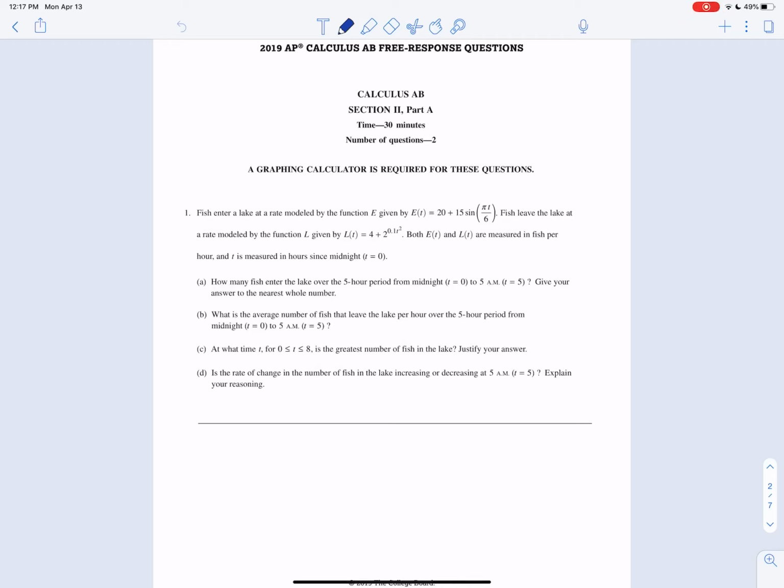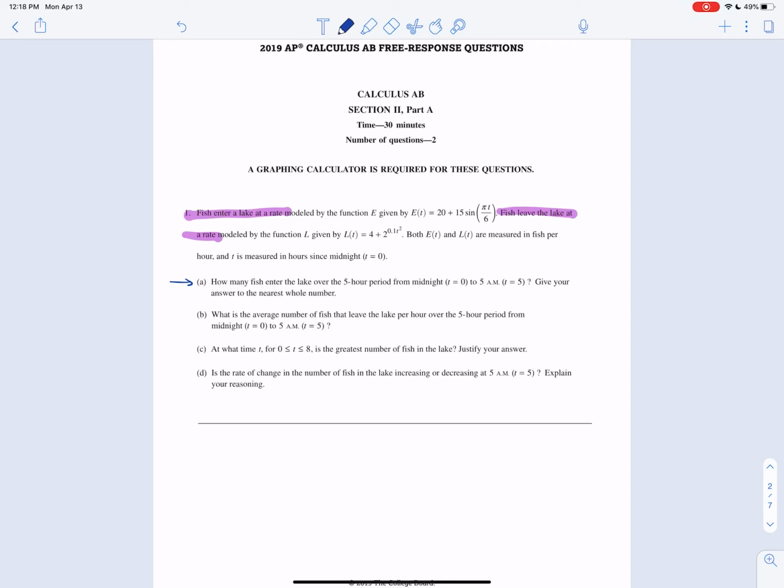Here's 2019 question 1. By the looks of it, it looks like an accumulation problem here, okay? So I noticed that there's a rate at which fish are entering and a rate at which fish are leaving, E of t and L of t, they made it very convenient. And they also mentioned that, let's see. Oh, I guess there is no initial value. So let's keep going. How many fish enter the lake over the 5-hour period?